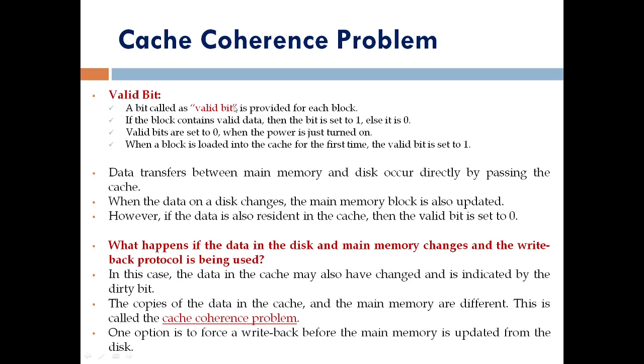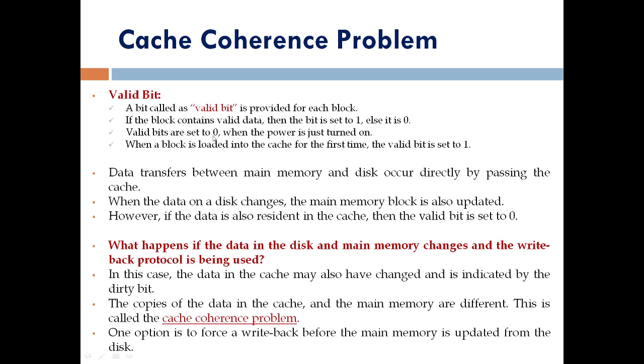Then what is a valid bit? A bit called a valid bit is provided for each block. That means if the block contains valid data, then the bit is set to 1, else it is 0. If the block has valid data, the valid bit value will be 1, otherwise it is 0.